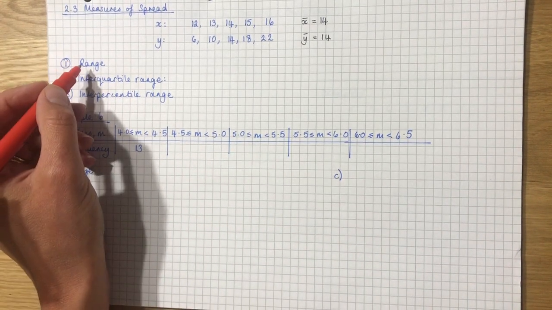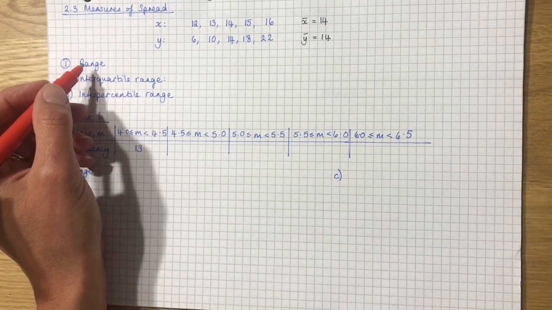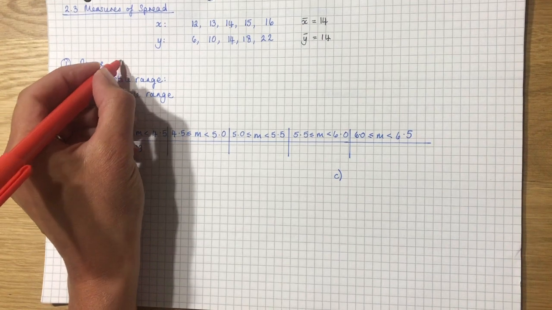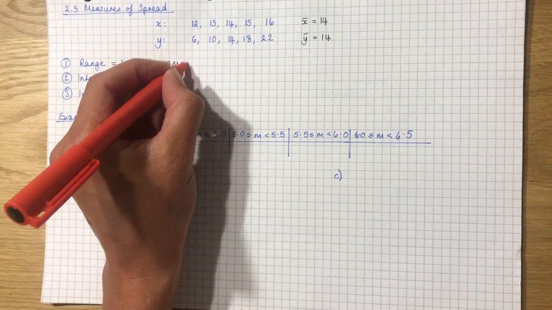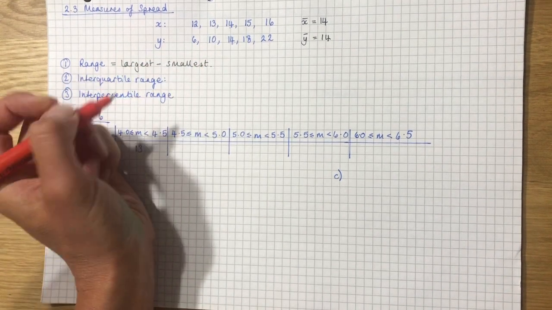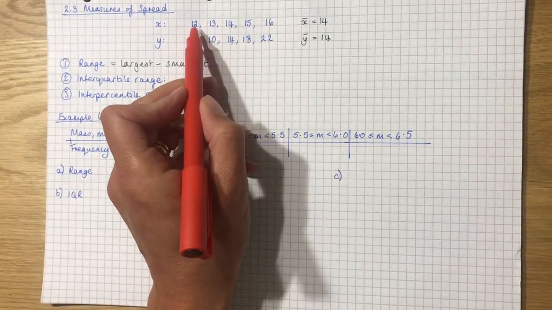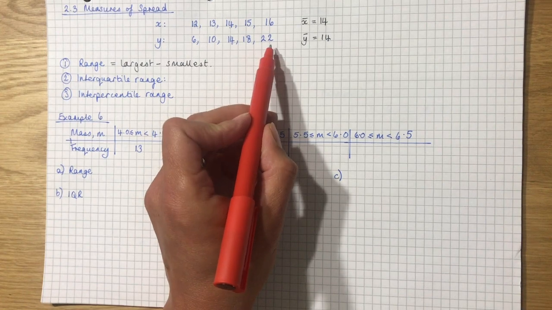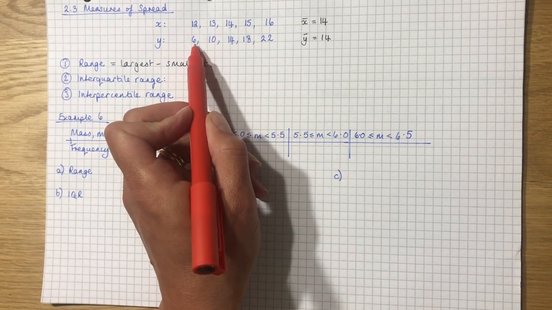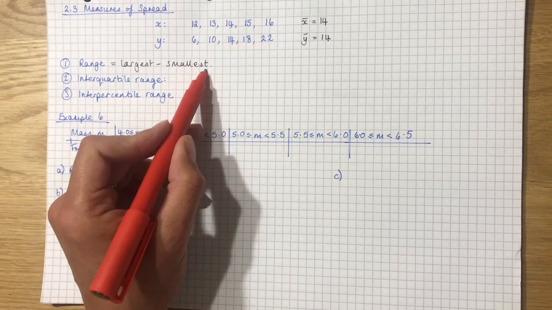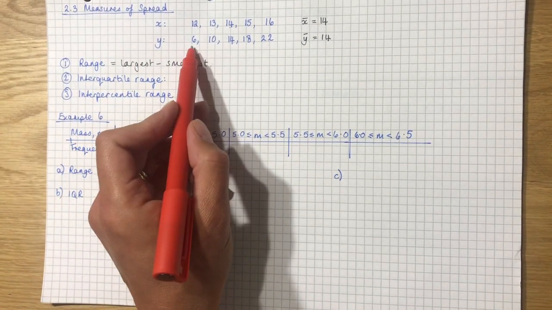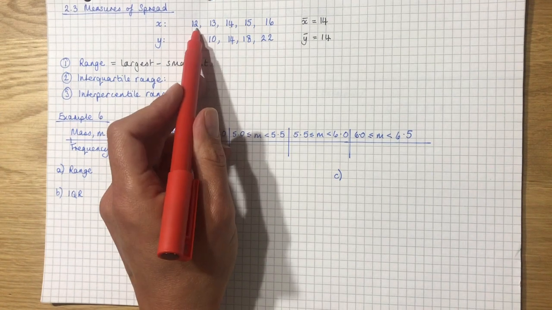So let's think about the measures of spread that we know about so far. We know about the range. The range is the largest value minus the smallest. So for this data set the range would be 16 minus 12 or 4, and for this one it would be 22 minus 6 or 16. So straight away we can see from just using the range that the spread of the second is bigger than the spread of the first.